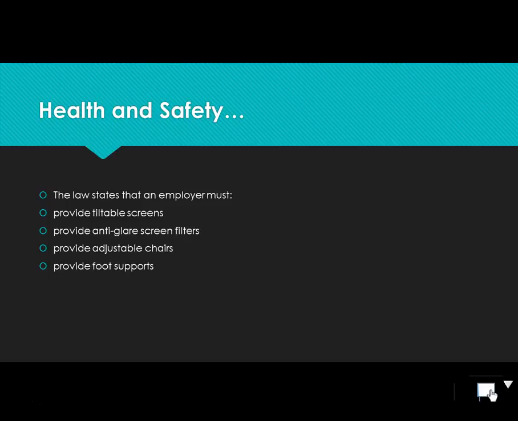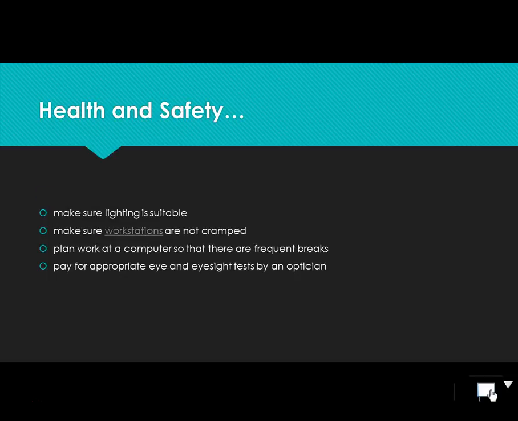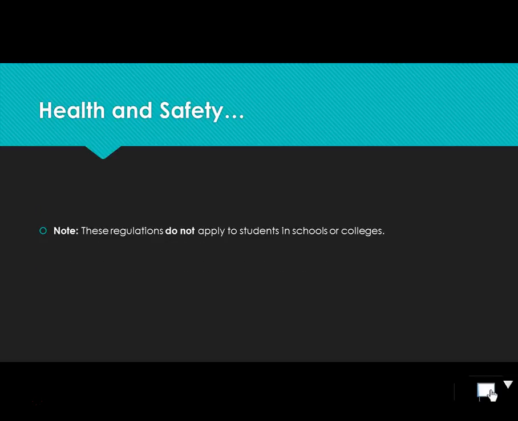Well, it says that employers must provide tiltable screens, anti-glare screen filters, adjustable chairs, and foot support. So there you go. You may go to your employer and ask them for that. Make sure the lighting is suitable, workstations aren't cramped, plan work at a computer so there are frequent breaks, and pay for appropriate eye and eyesight tests by an optician. So nice things just to know. Remember, this doesn't apply to schools or colleges.